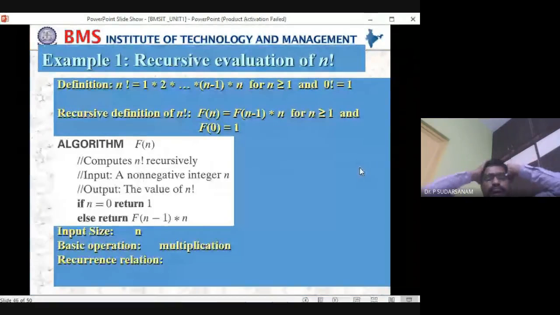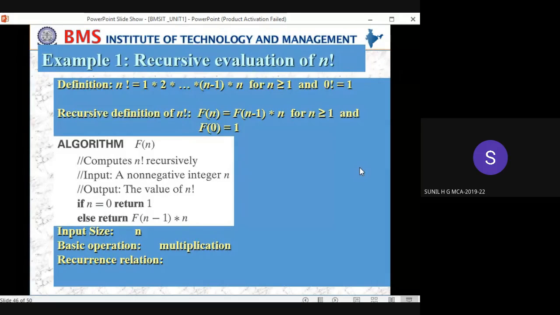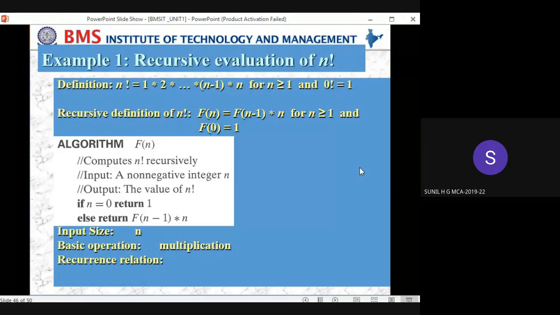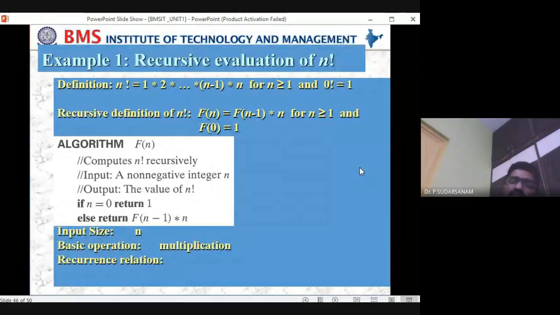Right, three over. Fourth one, Sunil. Set up a recurrence relation, sir. A recurrence relation. So for the recurrence relation, the last statement you have written is F of n minus 1 into n.